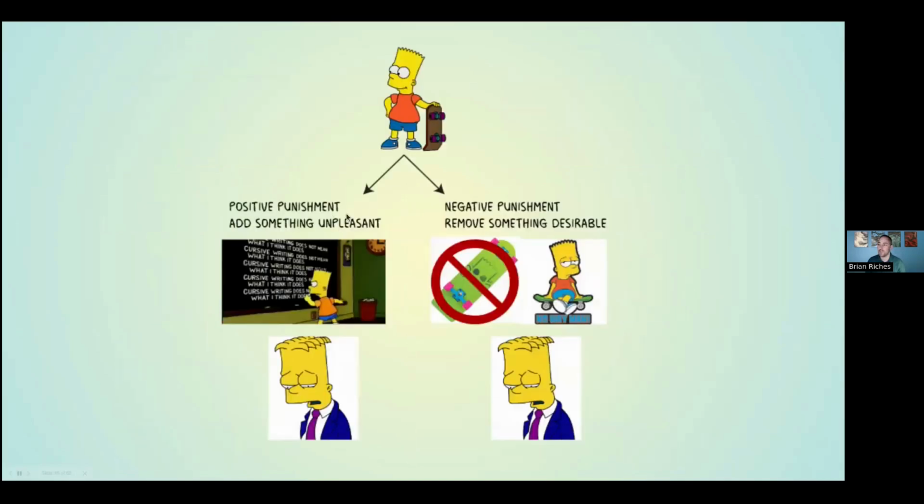Here is positive punishment and negative punishment. So Bart has been skateboarding in the school hallways. So you could give the positive punishment, make them write a bunch of words on the board. Probably you should have them write, "I will not skate in the hallway," or something like that. And that is adding something to the situation that you hope decreases the skateboarding in the hallways behavior. Or you could do a negative punishment. You take away the skateboard in hopes that it will decrease the skateboarding in hallways behavior in the future.